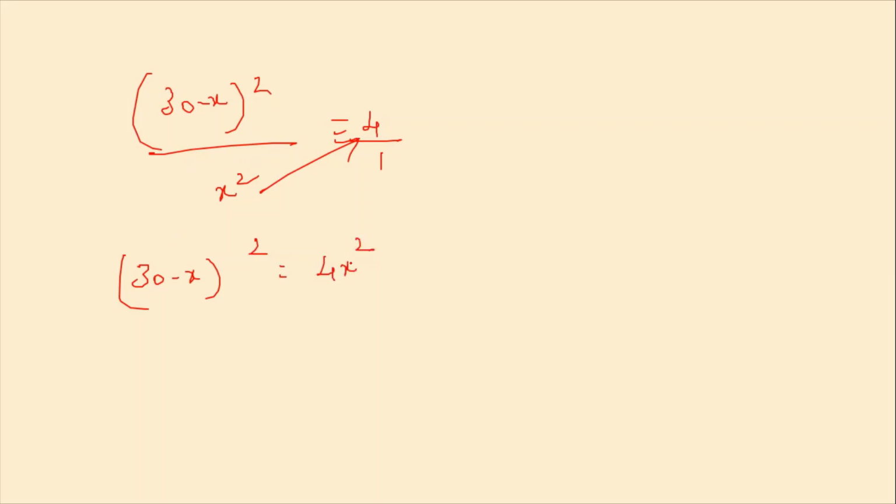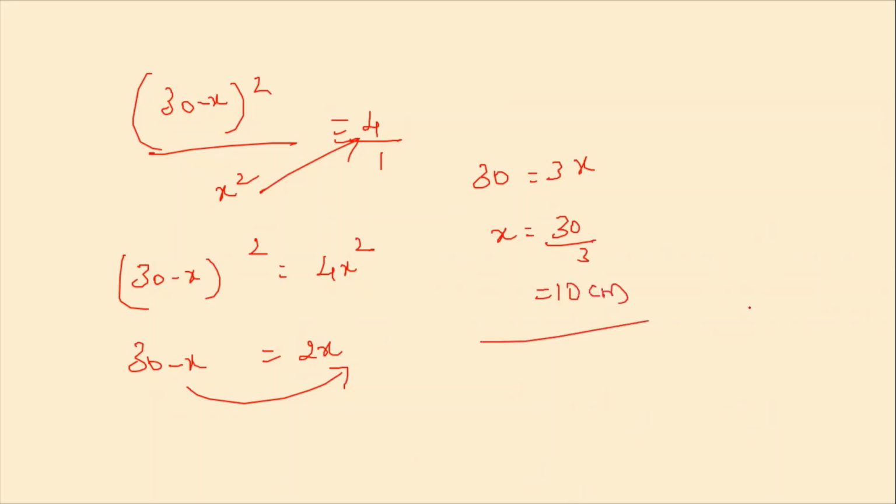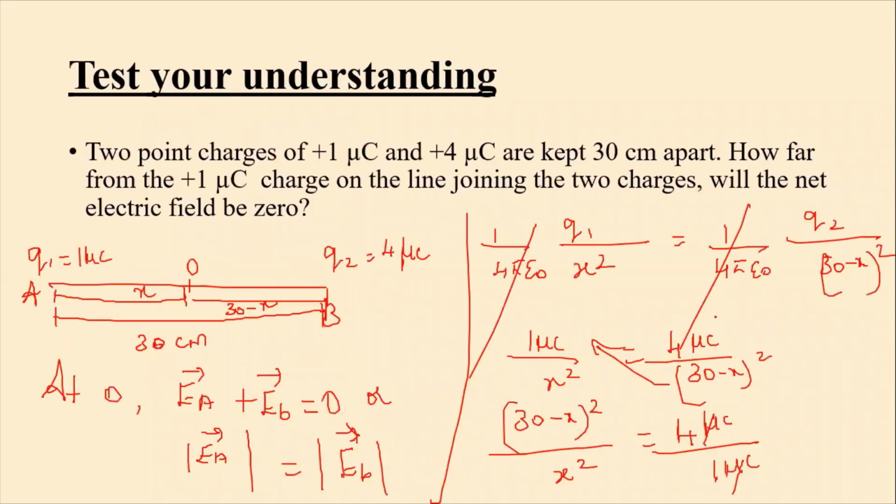We need to find out X, right? So what we will do is we'll take the square root. So you will get 30 minus X is equal to 2X, because 2X the whole square is 4X square. Now bring this X this side. You get 30 will be equal to 3X. So X will be 30 by 3 equal to 10 centimeter. So this is the distance at which the electric field is equal to 0 from the charge 1 microcoulomb.